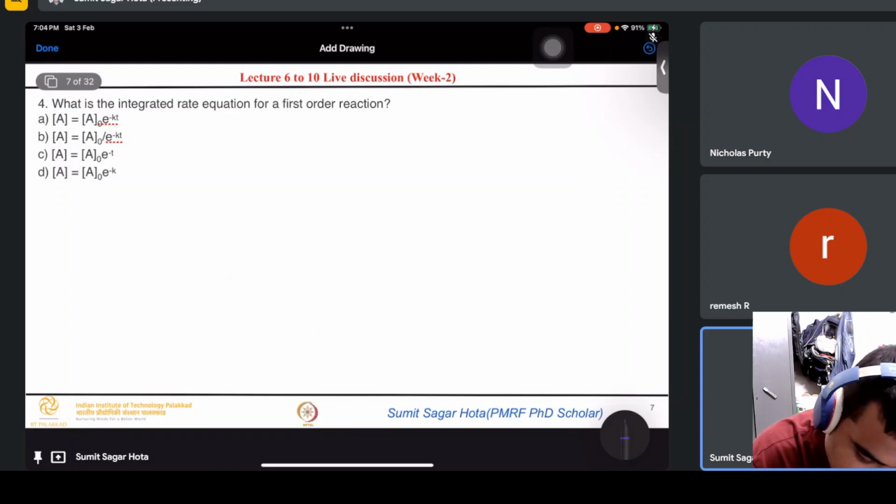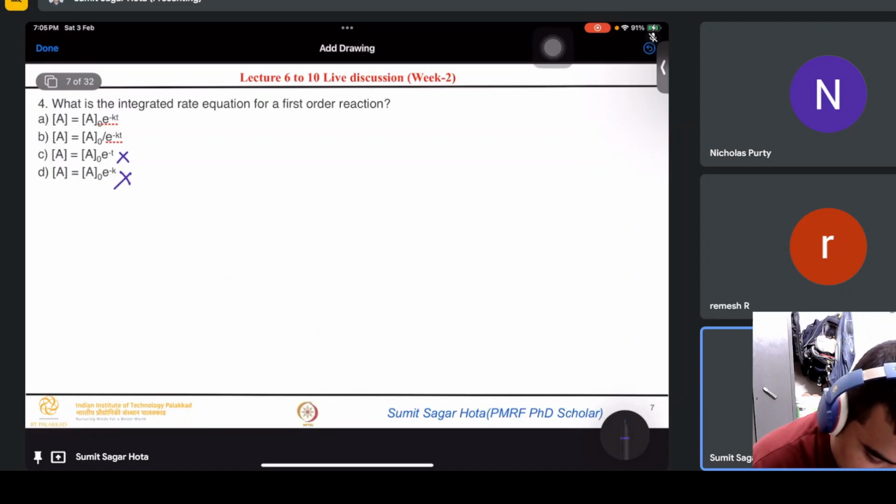You remember, if there is one k term, k is always associated with t. k cannot be there without t, because k has the unit per second, and to maintain the unit balance between the left-hand side and right-hand side, the exponent should be unitless. It should be kt. That means these two options, c and d, are gone.